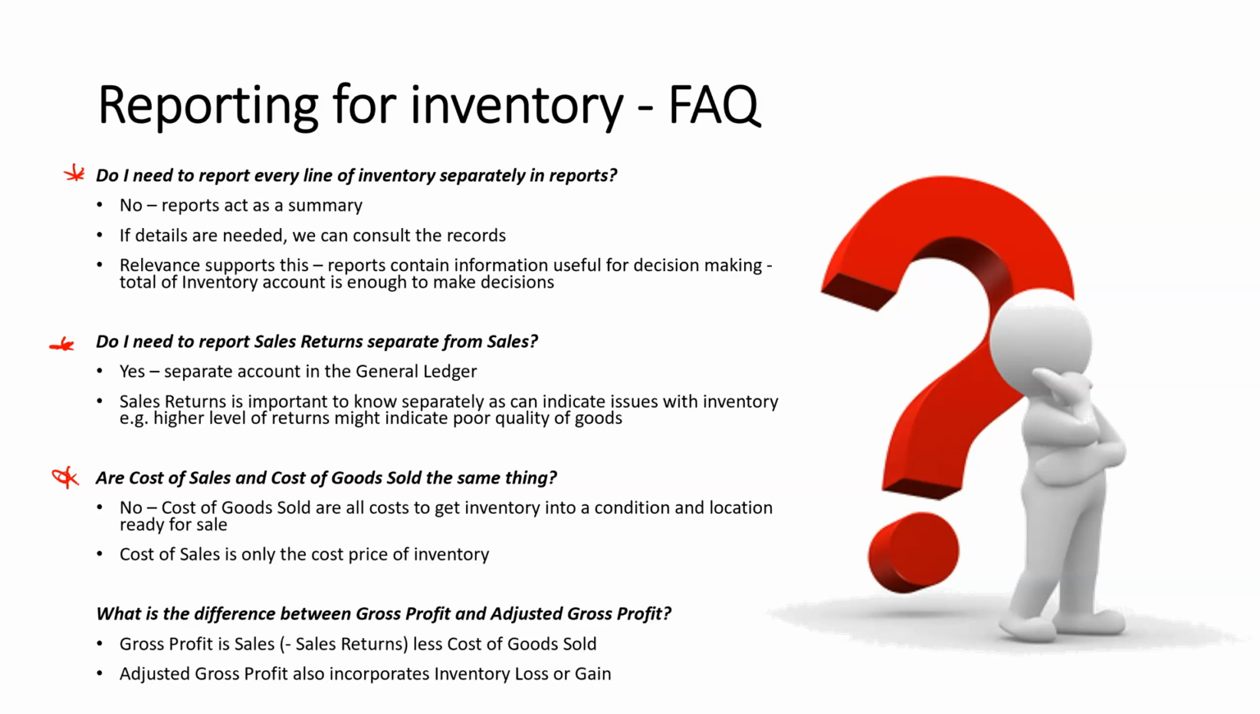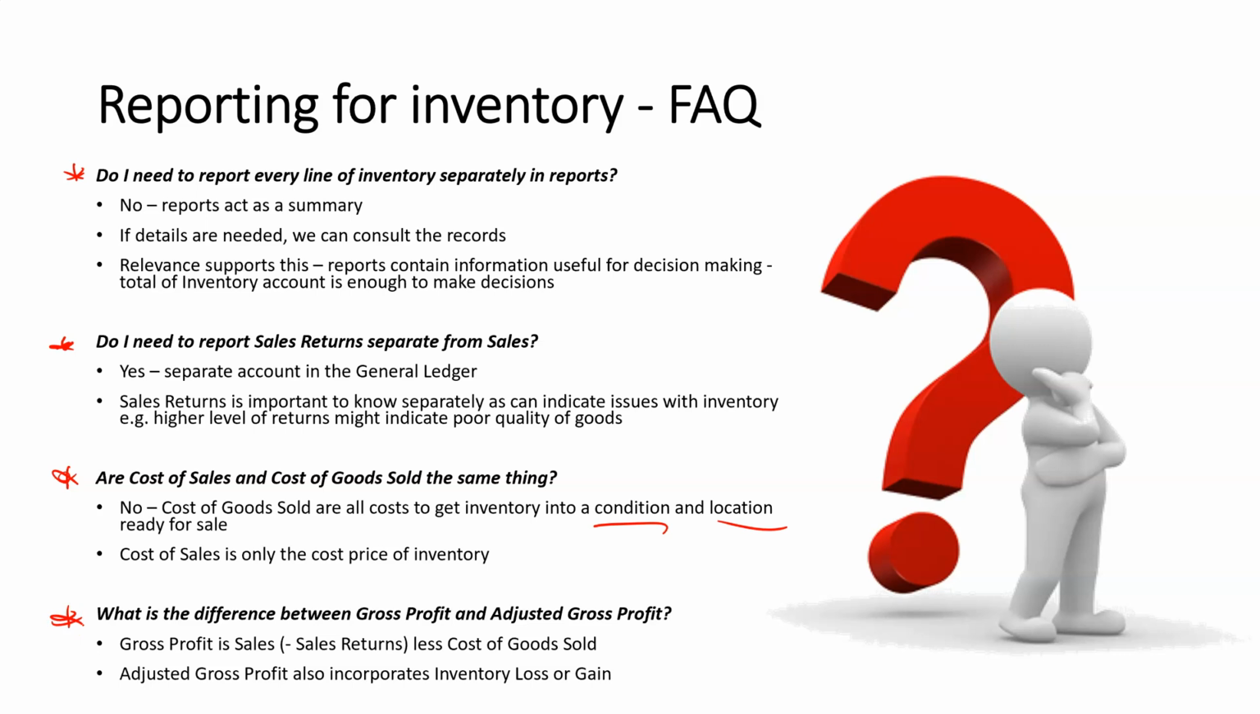Question 3. Are cost of sales and cost of goods sold the same thing? No. Cost of goods sold is the term that we use for all costs to get inventory into a condition and location ready for sale. So that might include other items, and you'll see these more in Chapter 9, but things like maybe a customs duty, some kind of freight into the business, some kind of modification. So cost of sales is only the cost price of the inventory, and when we explore that a little bit later, this will make a bit more sense.